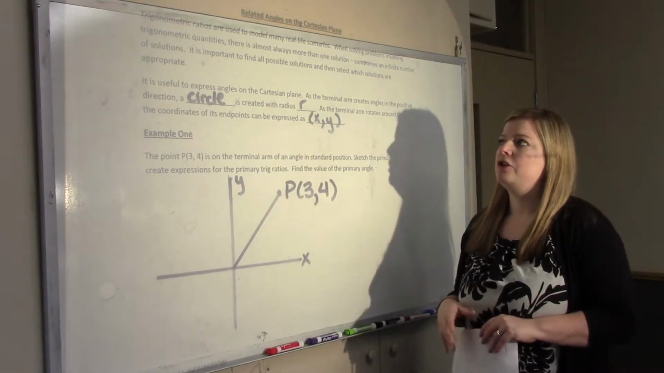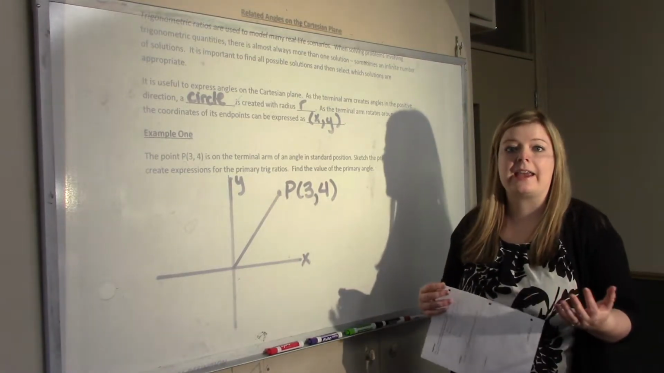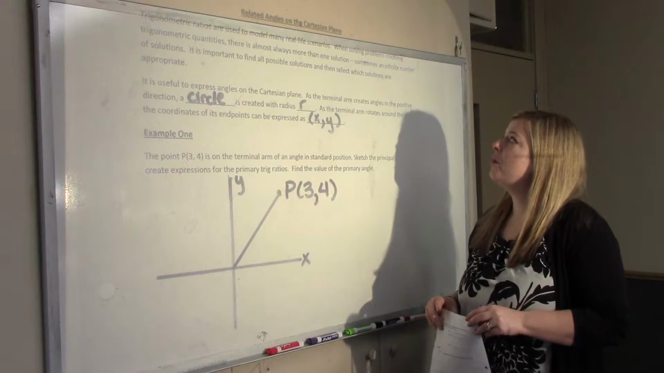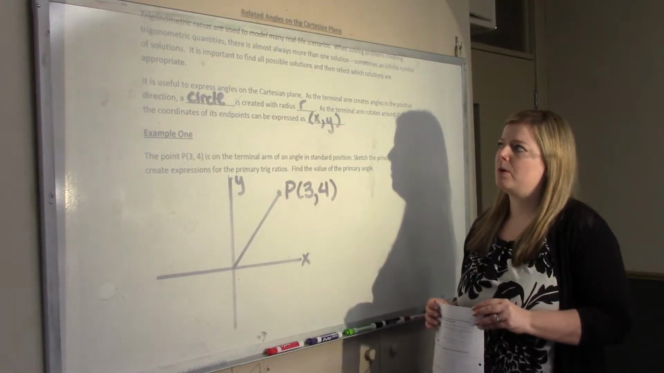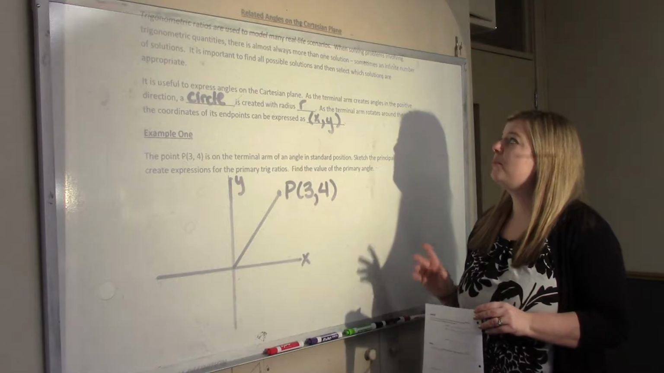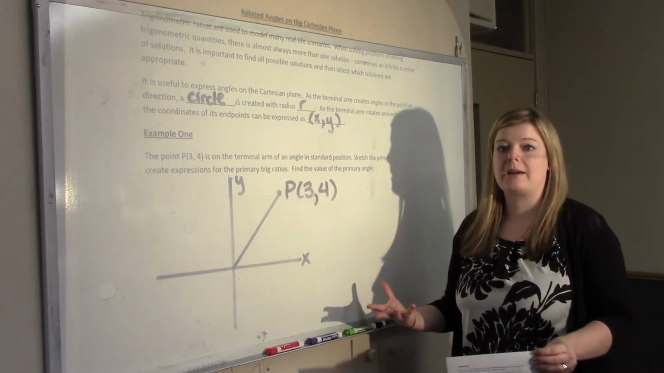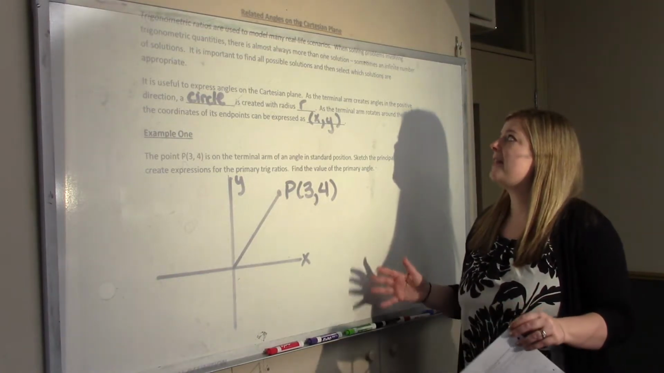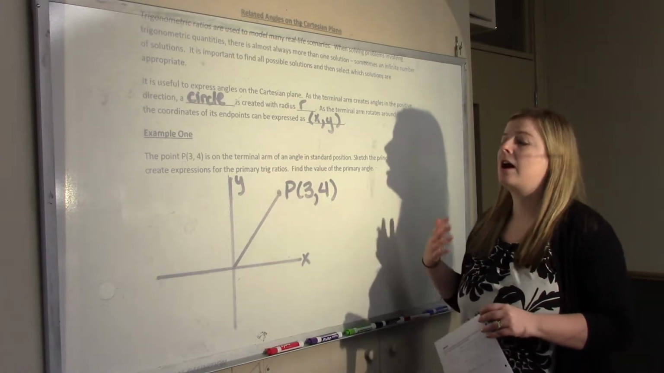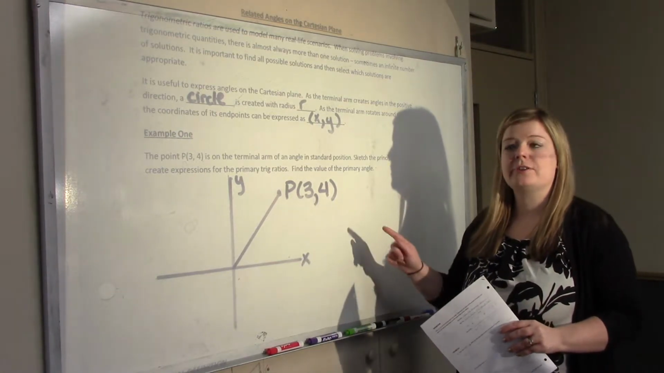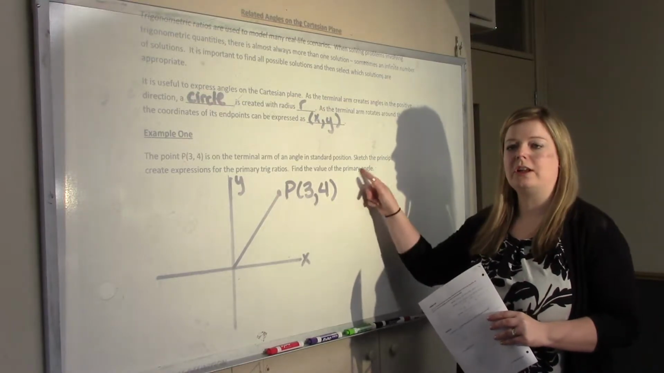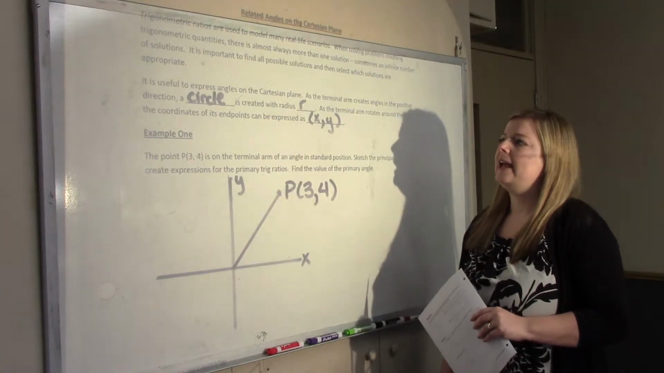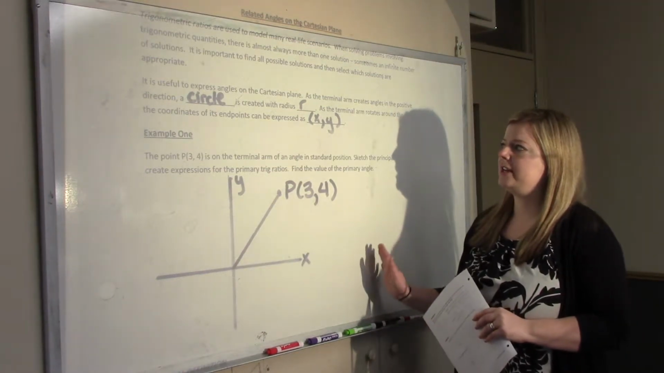Trigonometric ratios, so that means sine, cos, and tan, are used to model many real-life scenarios. When solving problems involving trigonometric quantities, there is almost always more than one solution, sometimes an infinite number of solutions. It is important to find all possible solutions and then select which solutions are appropriate. The multiple solutions come from, again, going around a circle and being able to hit a terminal arm many times.